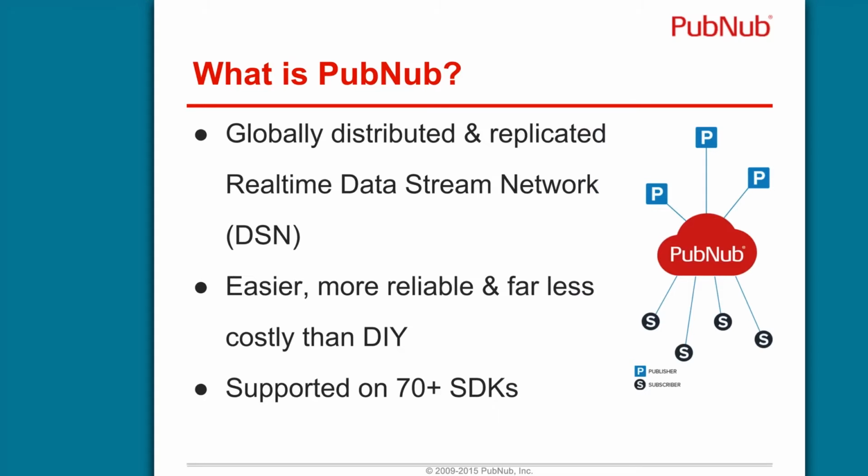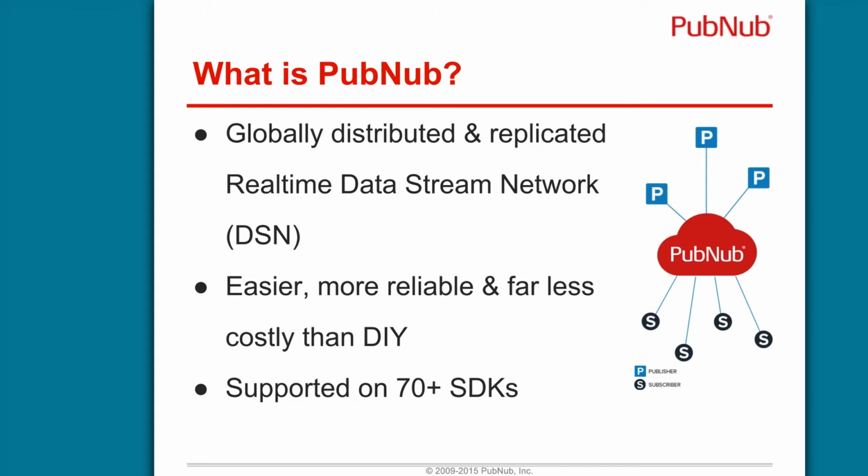We're going to take a couple seconds just to go over PubNub as a whole. It's something we do with all these webinars. For those that are new to PubNub, PubNub is a globally distributed and replicated real-time data stream network. What that means is that if you're doing real-time enablement of your solution and you need that solution to scale on a large scale, we're going to provide the easiest, most reliable, and far less costly route for you to do so.